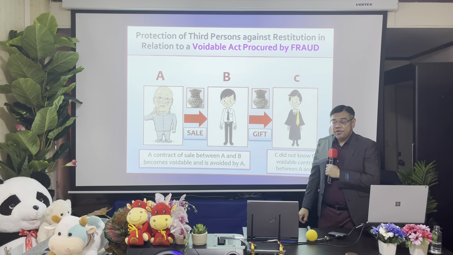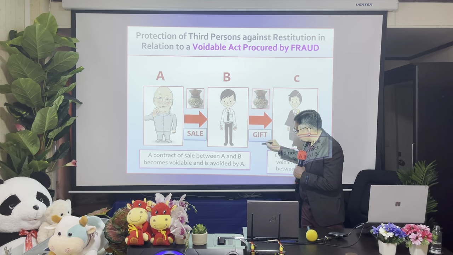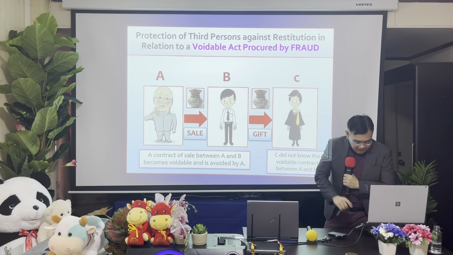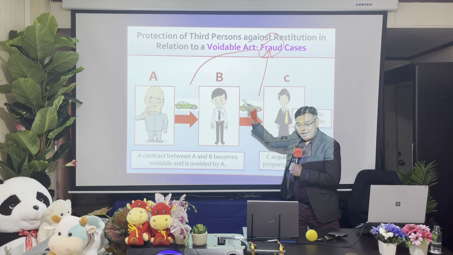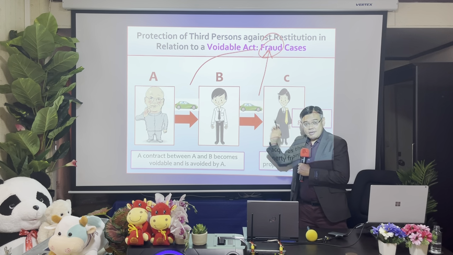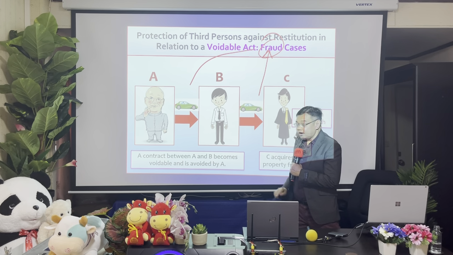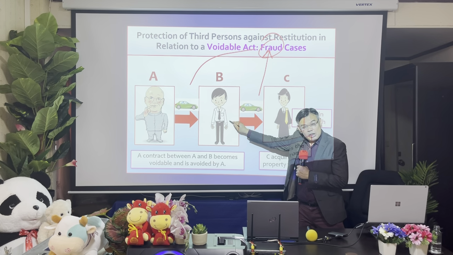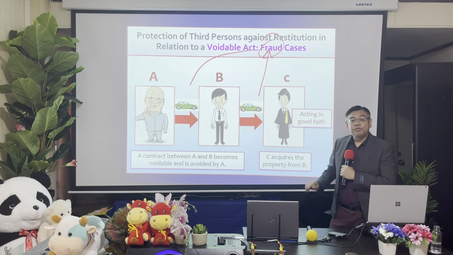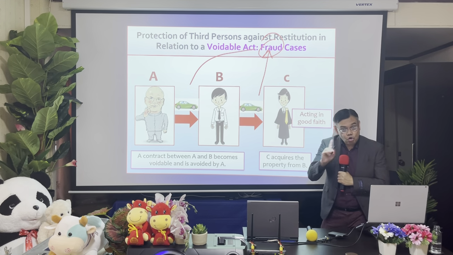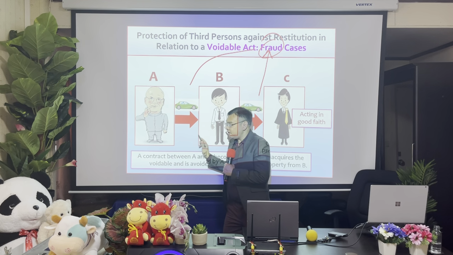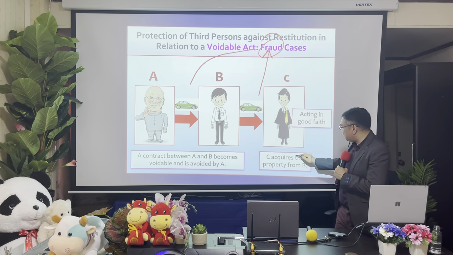You can see that the possession between B and C is a gift. In this case, C has received this car from B not for value, because B just gave this car to C. B did not sell this car to C. So C, the third party, has received this property not for value, but C knew nothing about what's going on under the contract between A and B, so that C, in this case, acted in good faith.